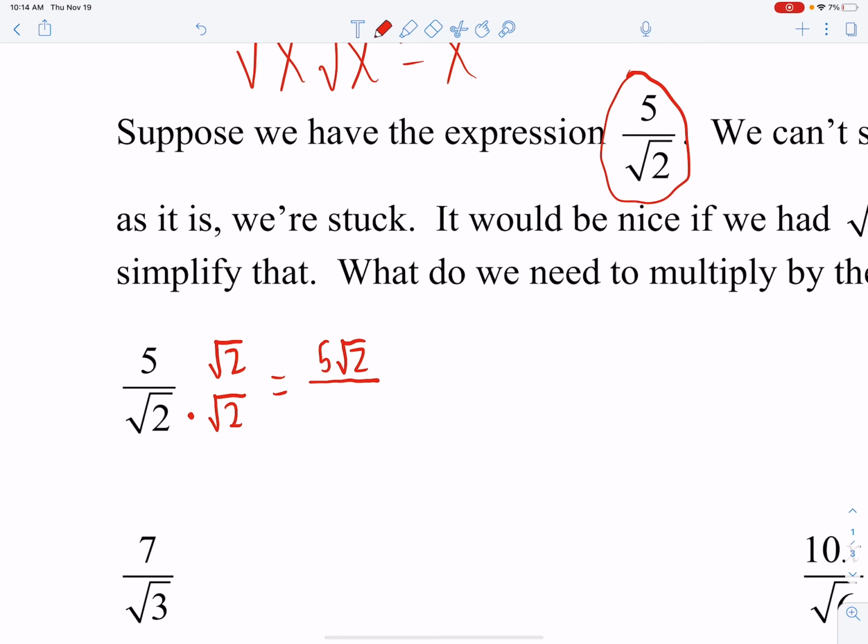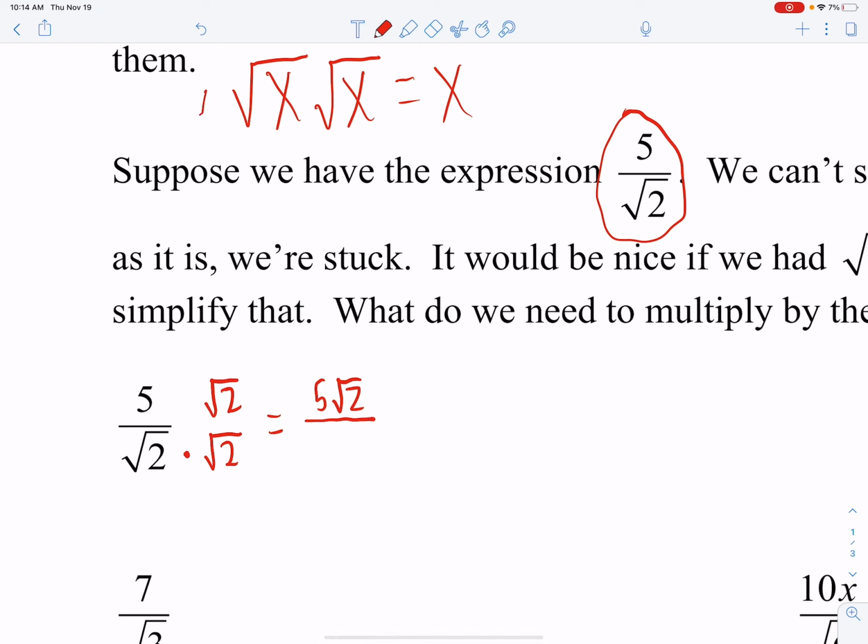But on the bottom part, we have that trick we talked about a minute ago, that when you multiply a square root by itself, you just get what's under the root. The square root of 2 times the square root of 2 is 2. Sometimes my 2's look like z's. I'm sorry about that. So here our answer is 5 square root of 2 divided by 2.